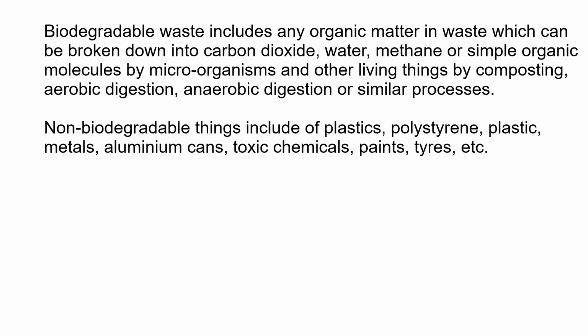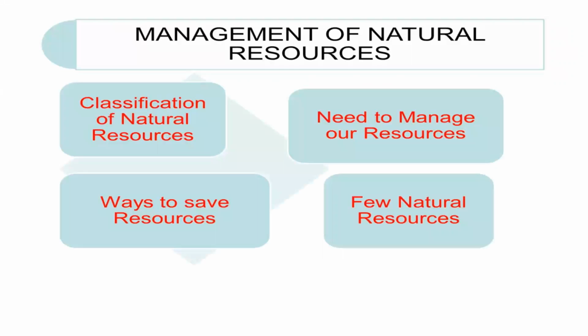Biodegradable waste includes any organic matter in waste which can be broken down into carbon dioxide, water, methane, or simple organic molecules by microorganisms and other living things by composting, aerobic digestion, anaerobic digestion, or similar processes. Non-biodegradable things include plastics, polystyrene, metals, aluminum cans, toxic chemicals, paint, tires, etc., which cannot be degraded or decomposed by any organic matter.